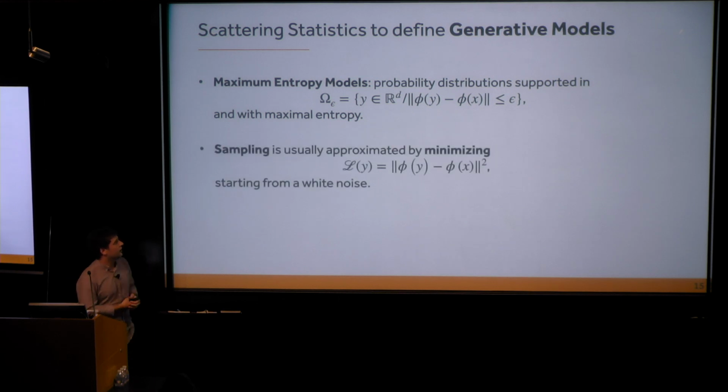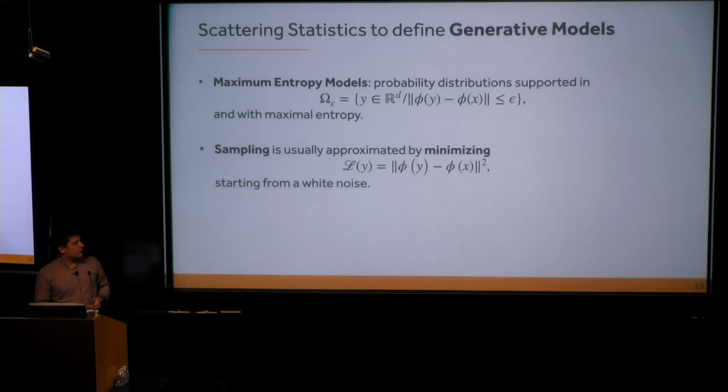It's not super easy to sample this kind of maximum entropy model, so we have to use approximation to do that. And the way we do that is just minimizing this kind of loss function starting from a white noise. So you start with a white noise, which is a process with super high entropy, and then you basically follow a gradient descent on this kind of loss that helps to build a map that matches the statistics that you want, phi of x.